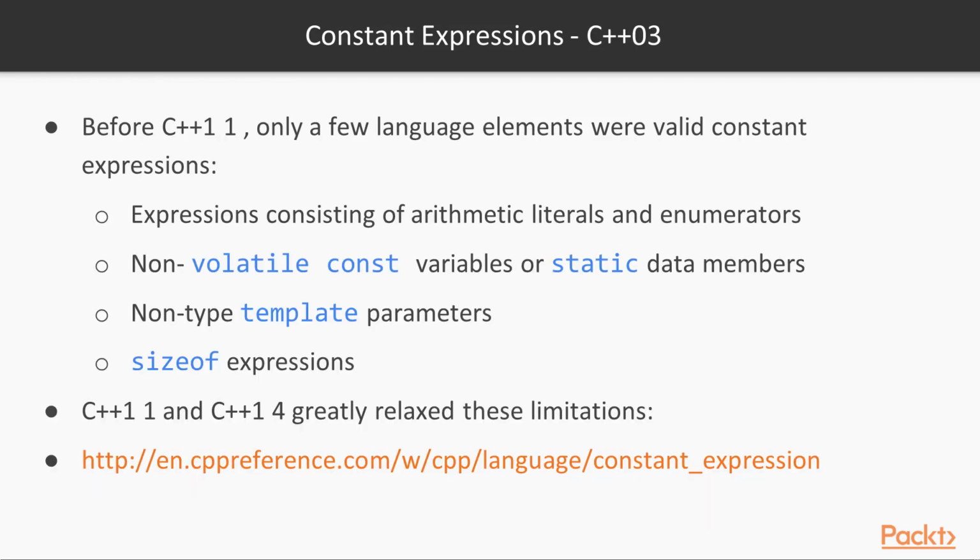Before C++11, only a few language elements were considered valid constant expressions. These include expressions consisting of arithmetic literals and enumerators, non-volatile const variables or static data members, non-type template parameters, and sizeof expressions. Since C++11, and especially in C++14, these limitations were greatly relaxed. If you're interested in seeing all the possible language elements that can be considered constant expressions nowadays, feel free to take a look at the cppreference link below.